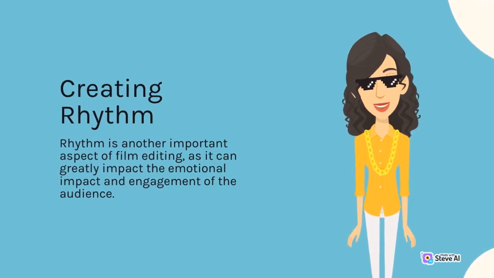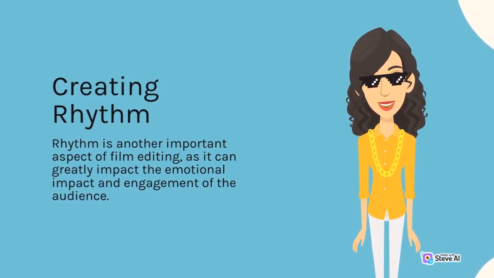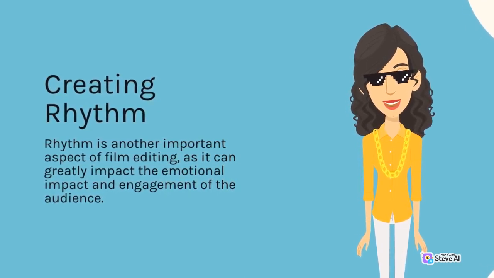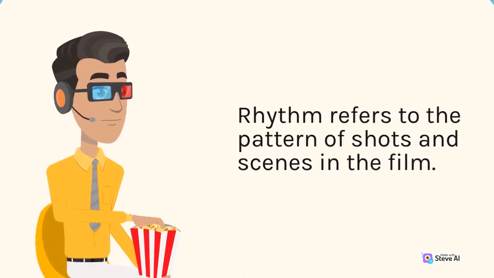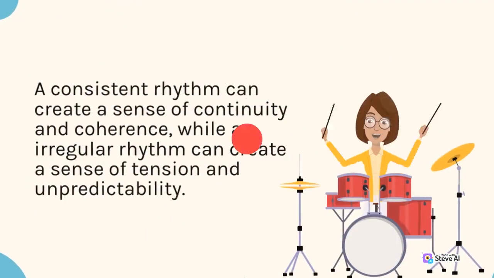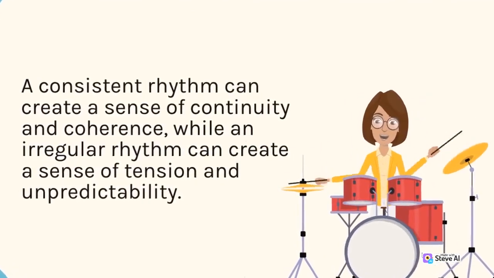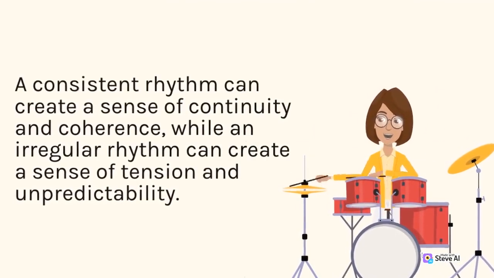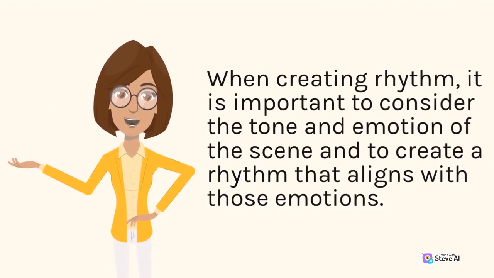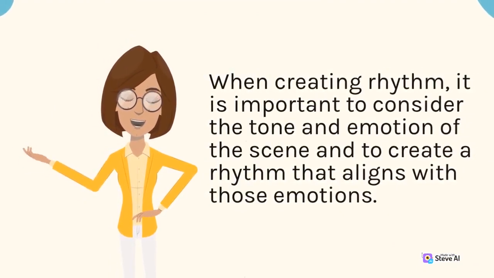Creating rhythm. Rhythm is another important aspect of film editing, as it can greatly impact the emotional impact and engagement of the audience. Rhythm refers to the pattern of shots and scenes in the film. A consistent rhythm can create a sense of continuity and coherence, while an irregular rhythm can create a sense of tension and unpredictability. When creating rhythm, it is important to consider the tone and emotion of the scene and to create a rhythm that aligns with those emotions.